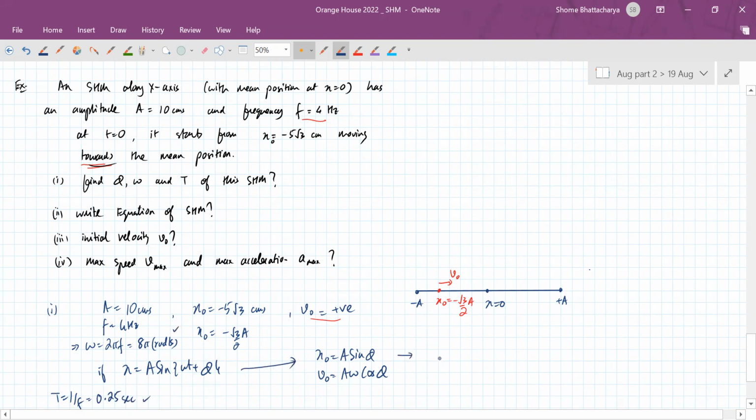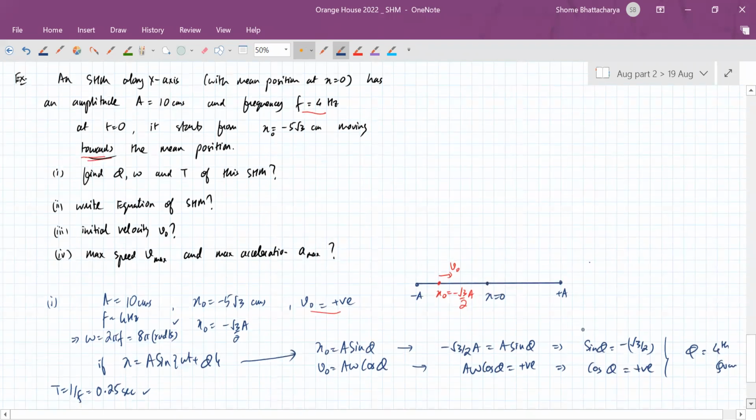Now it is given to us that x naught is how much? Minus √3/2 A. Okay. And V naught is positive. So this tells me that sine phi is minus √3/2, but cos phi is positive. So phi is in which quadrant now? Sine is negative and cos is positive. That means phi is in fourth quadrant.